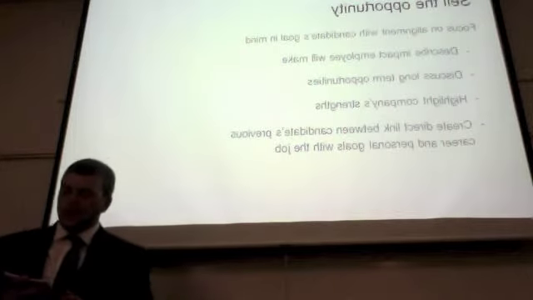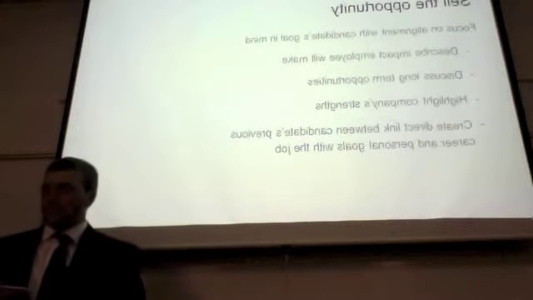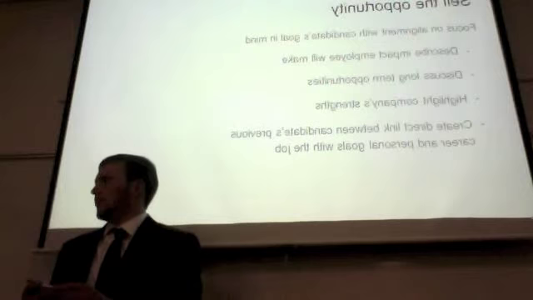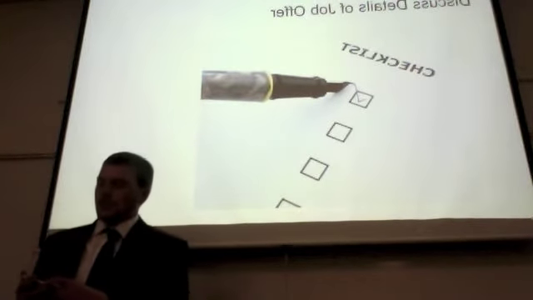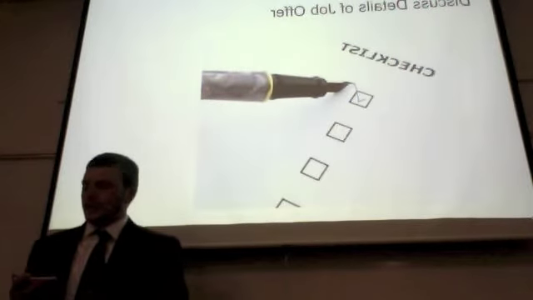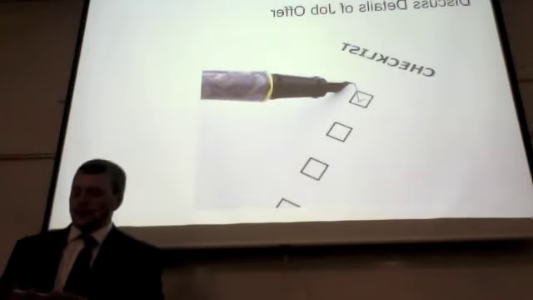You might want to describe the impact the employee will make, discuss long-term opportunities, highlight company strengths, and create a direct link between candidates' previous career or personal goals with the job. And then you want to discuss details of the job. Next, you'll want to specifically talk about any details, requests, or issues that won't be written in the official job offer to avoid any bad surprises.